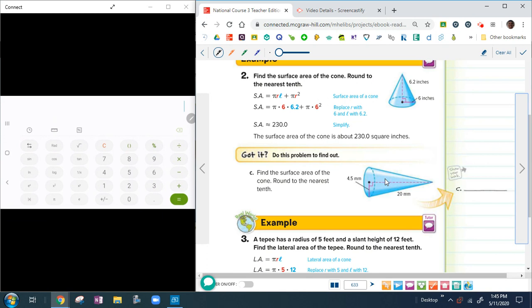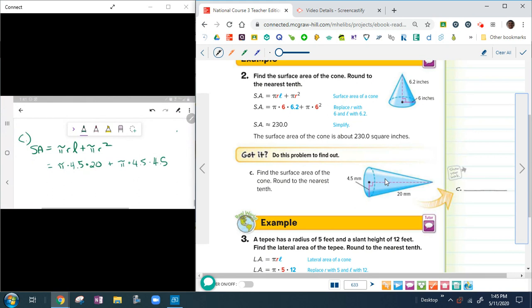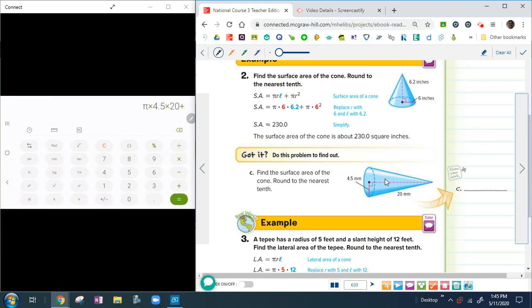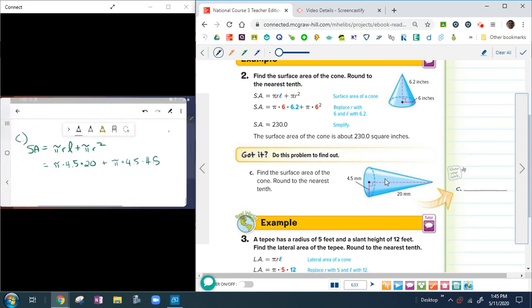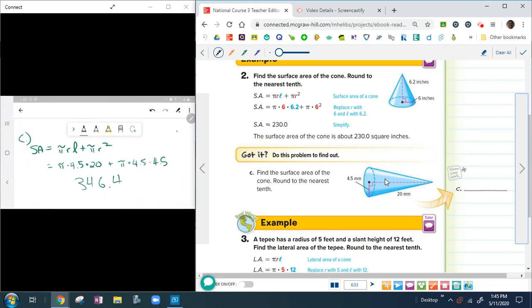So we have pi times 4.5 times 20, and we're going to add to it, that's right, pi r squared. So that's going to be pi times 4.5 times 4.5. And we're rounding to the nearest tenth here. Yes, we are. So that's going to equal 346.36, which rounds to 346.4. And let's check. What are we doing? Area. So that's going to be millimeters to the second power because it's a two-dimensional measurement. There we go. Got it.